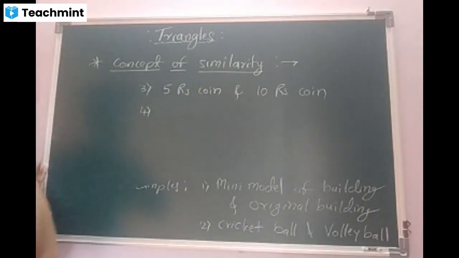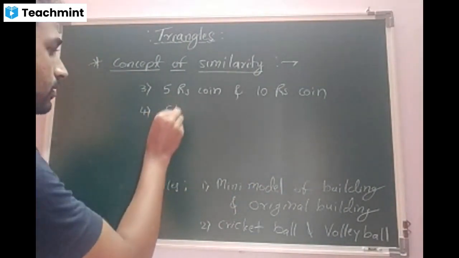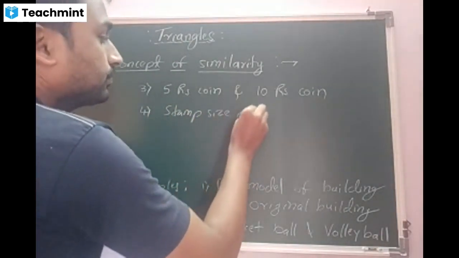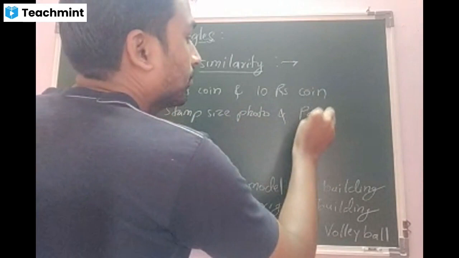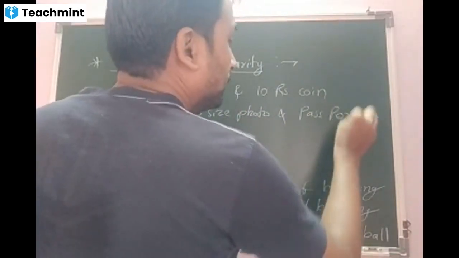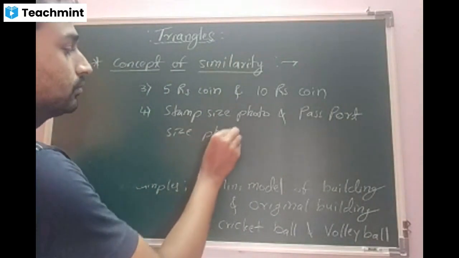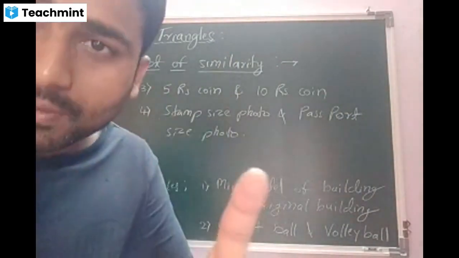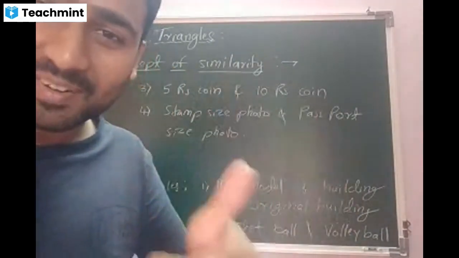One more, let me quote. Stamp size photo and passport size photo. Beta, provided the condition of the same person clicked at the same time with the same dressing. Got the concept?